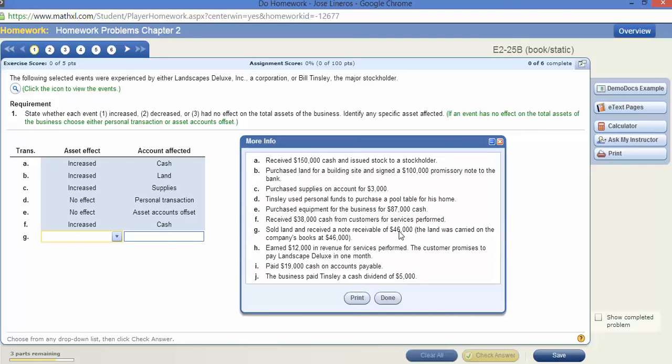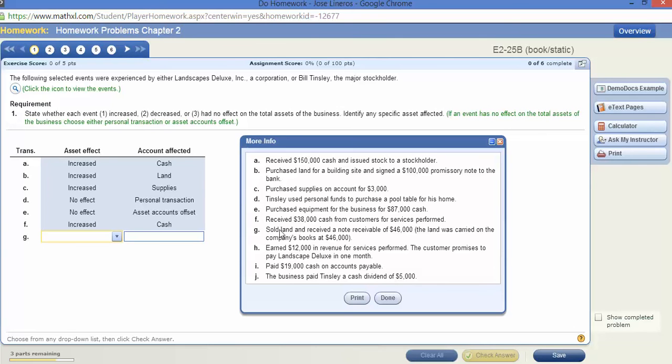So basically on this, what you're exchanging is you used to have land on the books. Prior to the sale, you used to have an asset called land. Well, you sold the land, so land drops. $46,000 drops in the land account. Land is an asset account. But notes receivable goes up. Notes receivable goes up by $46,000.